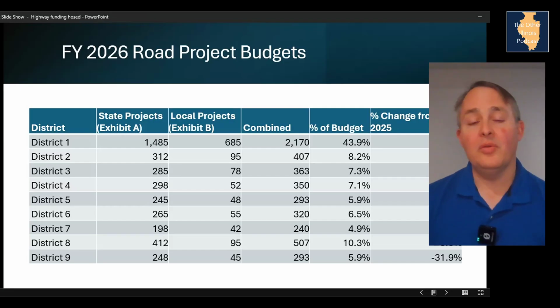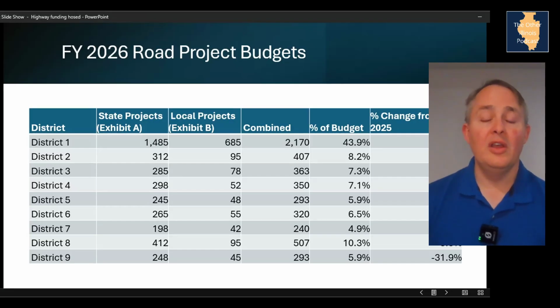District 9, though, remember that's the Carbondale area, basically all the way down to the Kentucky border. They've received the biggest funding shortfall. The IDOT budget has been cut by 32%. So what does that mean for you, and what should you do if you live in downstate Illinois? Obviously, with this being an election year, there's only so much you can do.